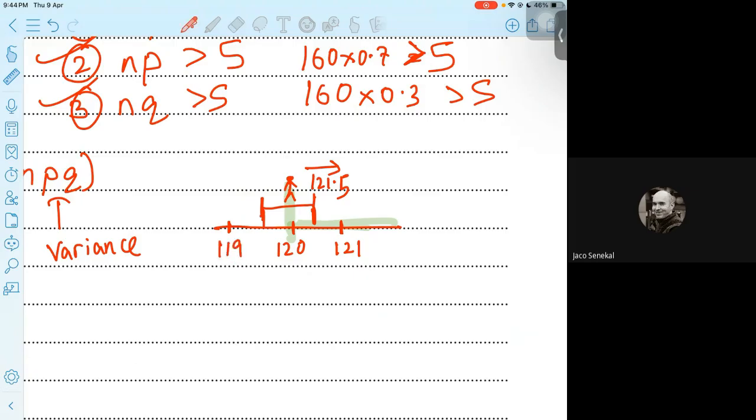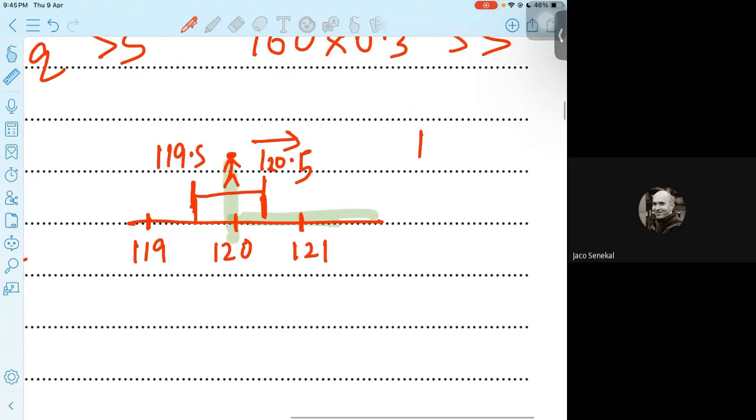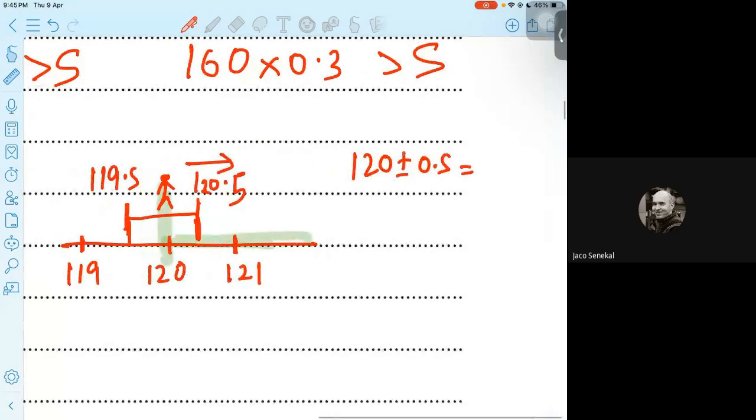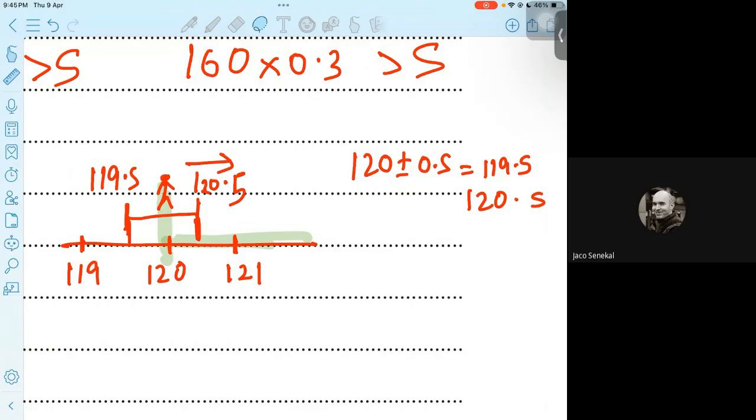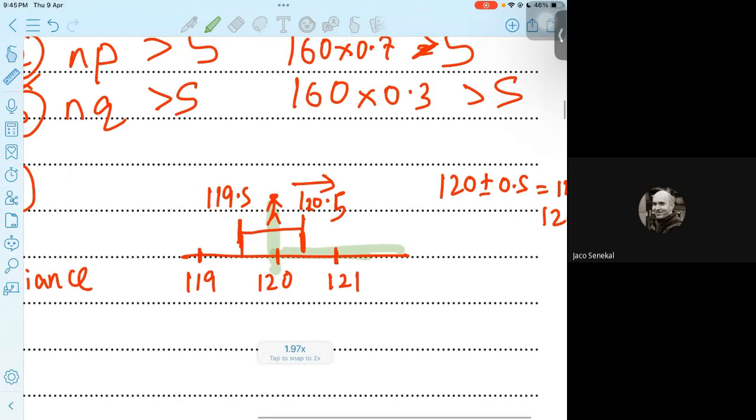So what we basically did was 120 plus minus 0.5, and we got two values, one being 119.5, the other one being 120.5. So we have either the option of choosing this or the option of choosing this.